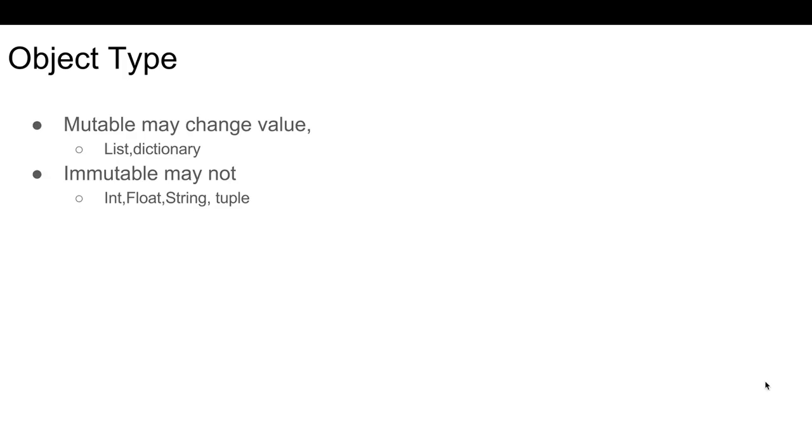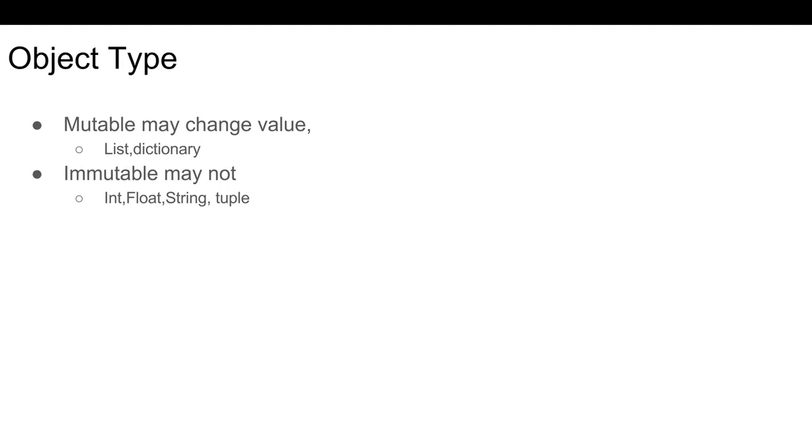Hey everybody, let me talk in this video about object types. In Python there are two types of object, mutable and immutable. Mutable means this object can be changed, like when you define a variable of type list or dictionary, you can change the value of that object.